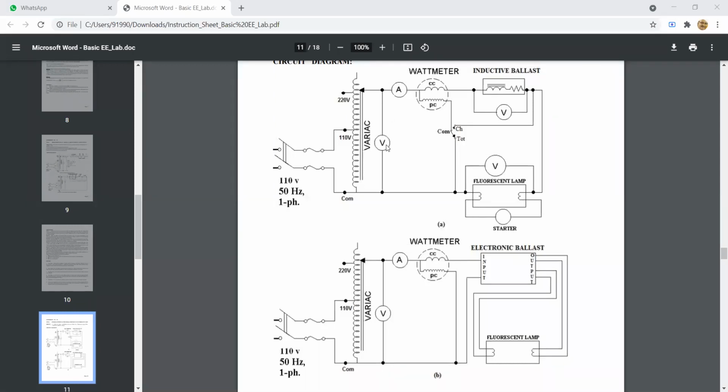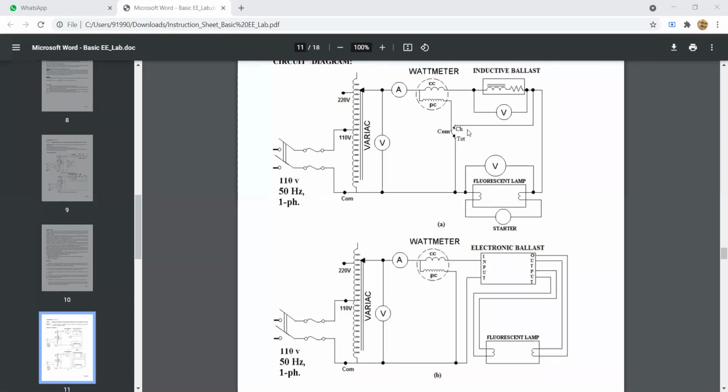Now see, I have put a voltmeter there. They have also put a voltmeter there. Ammeter, voltmeter, voltmeter, and this wattmeter they have put here. No issues, you can put them where I have shown also. The current coil is connected in series and the pressure coil is connected in parallel. Now see, they have used a switch here.